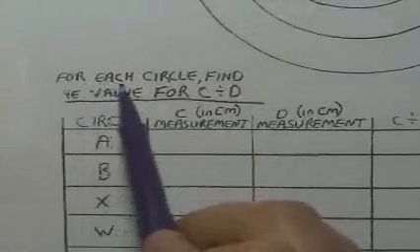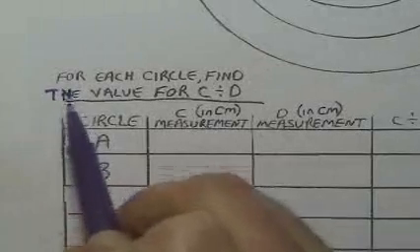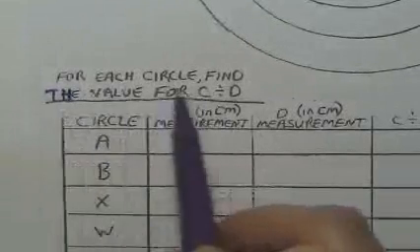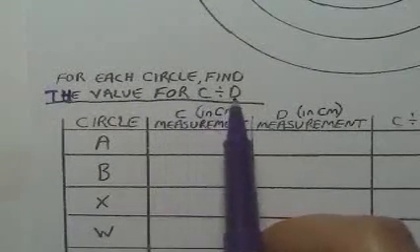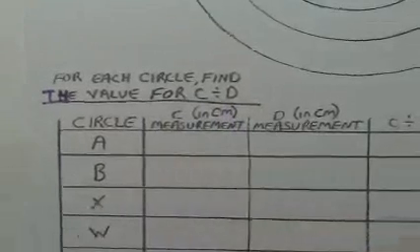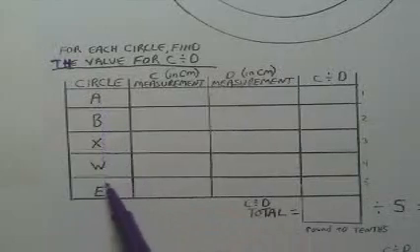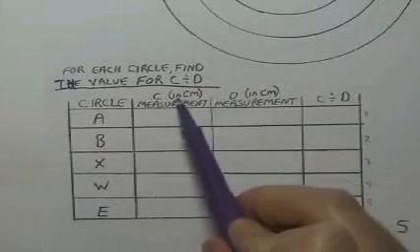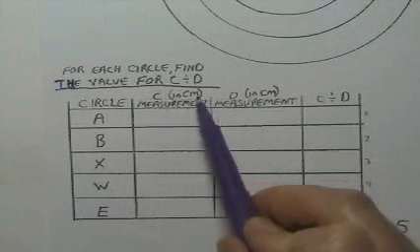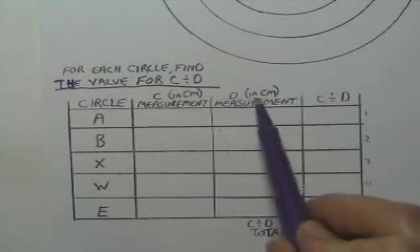Notice it says for each circle find, and by the way, that's the word "the", it just didn't get copied well. For each circle, find the value for C divided by D. C is circumference, D is diameter. So here's a list of the circles, A, B, X, W, and E. Those are the 5 circles right here. This column right here is for measuring the circumference in centimeters. D, this is for the diameter, measuring that in centimeters.